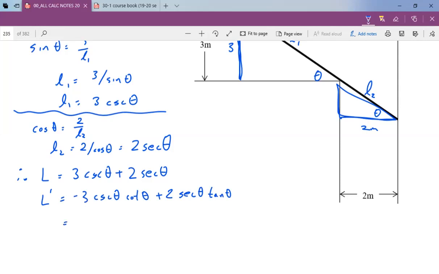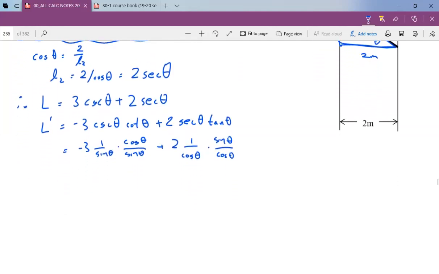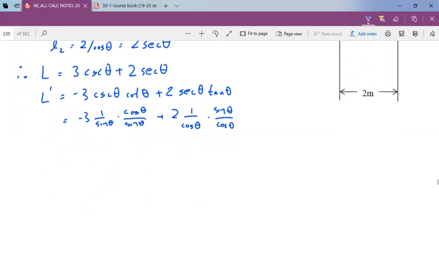All right, so let's express these in terms of sine and cos. We've got negative 3, 1 over sine theta, cotangent is cos theta over sine theta, plus 2 times 1 over cos theta, sine theta over cos theta. Just changing each of those reciprocal functions into sine and cos. And then we put this all together. We have a common denominator.